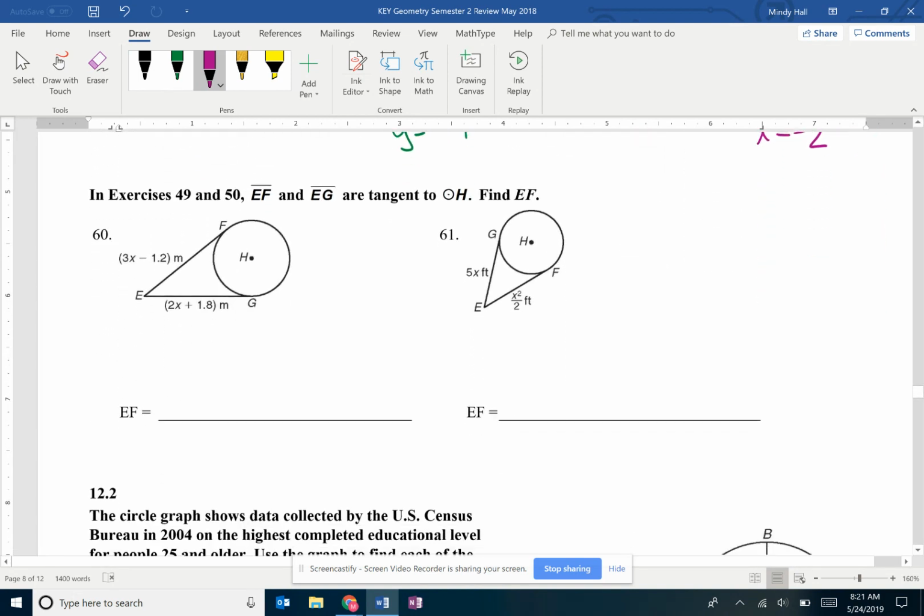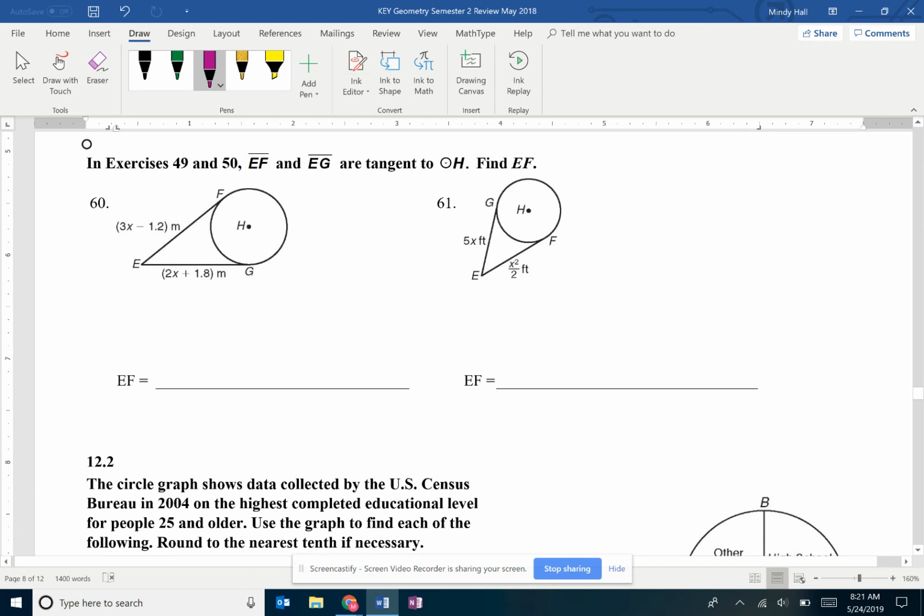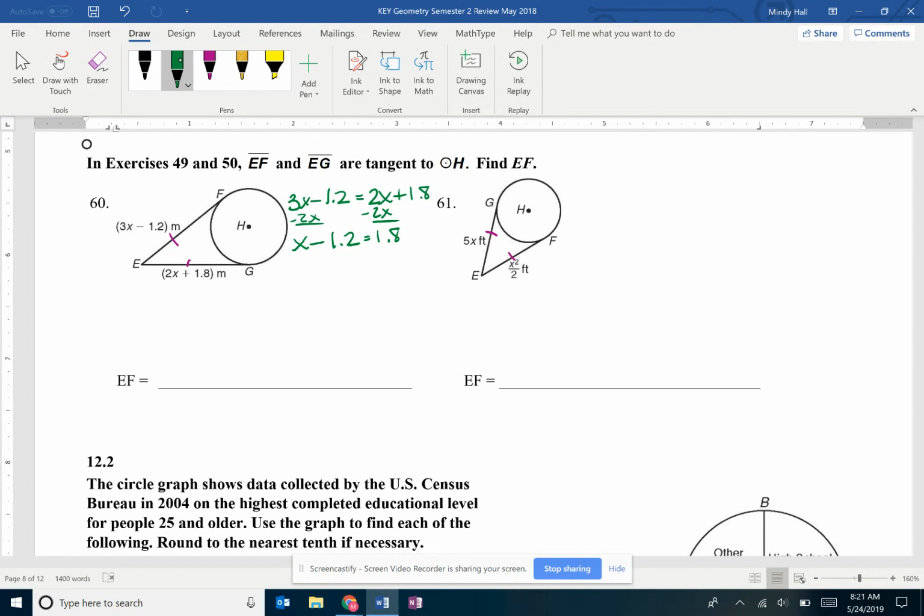But continuing on, for 60 and 61, because these are both tangent lines and they meet at a point, we know that these segments are going to be congruent to each other. So we just set them equal and solve. So 3x minus 1.2 equals 2x plus 1.8. So we would combine our like terms, so minus 2x on both sides. That gives me x minus 1.2 equals 1.8. And then because that's a negative 1.2, I'm going to add. That way that becomes 0. And 1.8 plus 1.2 is going to be 3.